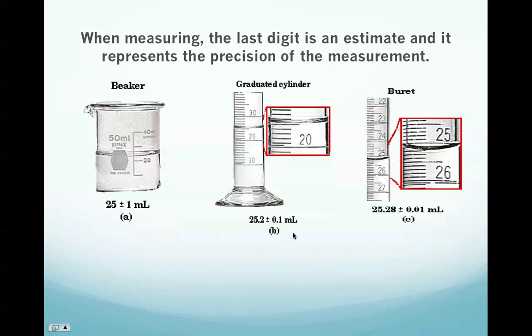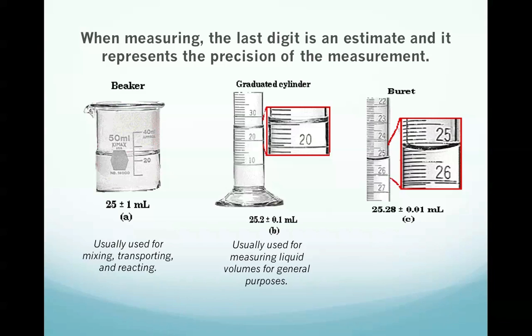The farther the place value to the right, the more precise that equipment is, in this case measuring volume. That's why beakers are usually used for mixing or transporting or having reactions occur within them, compared to the graduated cylinder, which we can actually use for measuring liquid volumes in our lab. And then we'll see later in acids and bases, we'll use a burette because we need a greater degree of accuracy. So what place value we round to, in this case for volume, shows us the precision of our instrument and the degree of precision that's needed for a particular scenario.